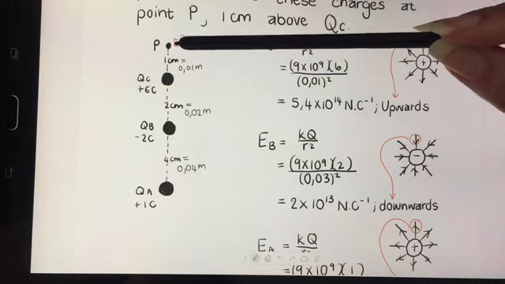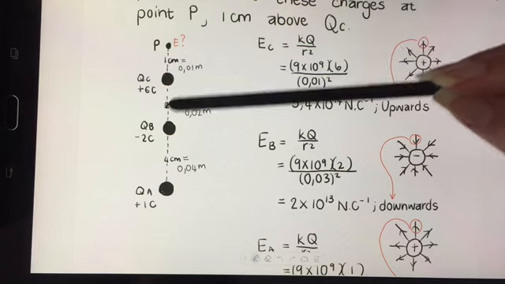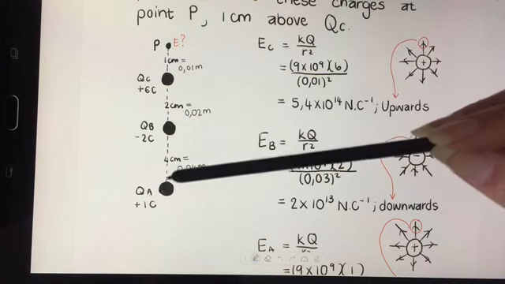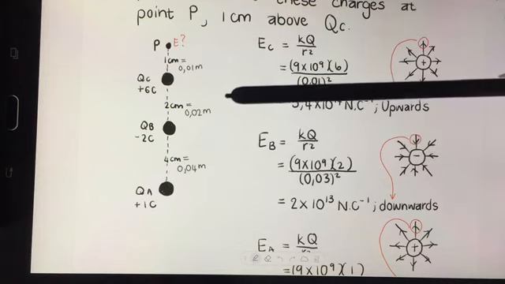Now, the strength of the field here at point P will be as a result of the field around C, the field around B, and the field around A. So I have to do 3 calculations.